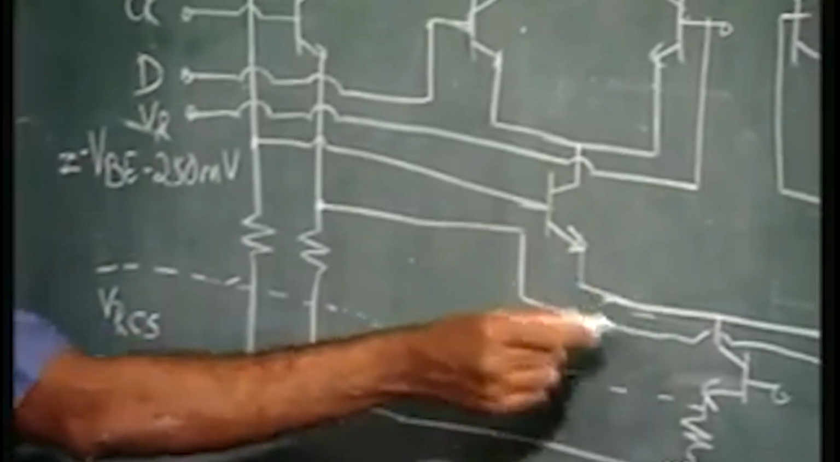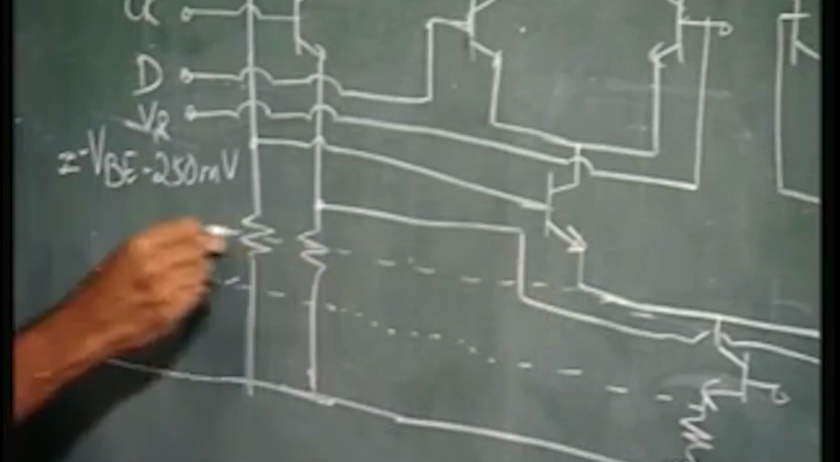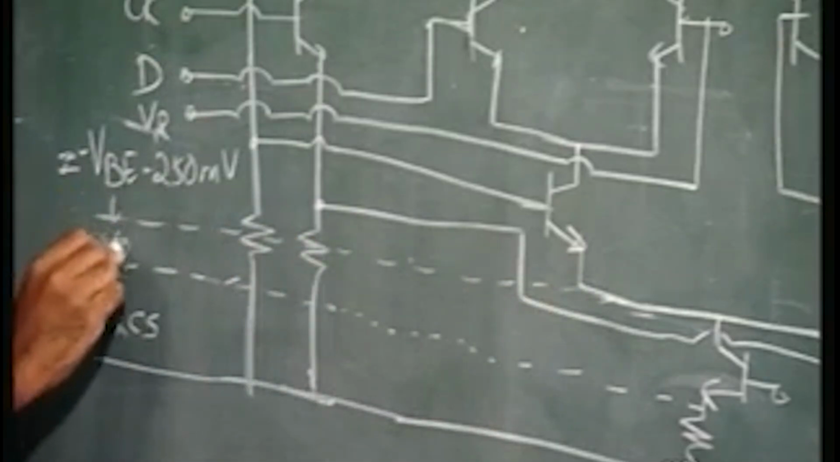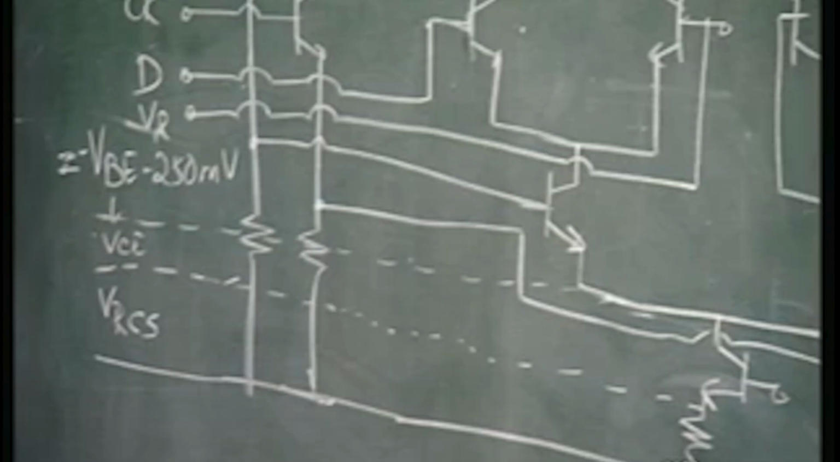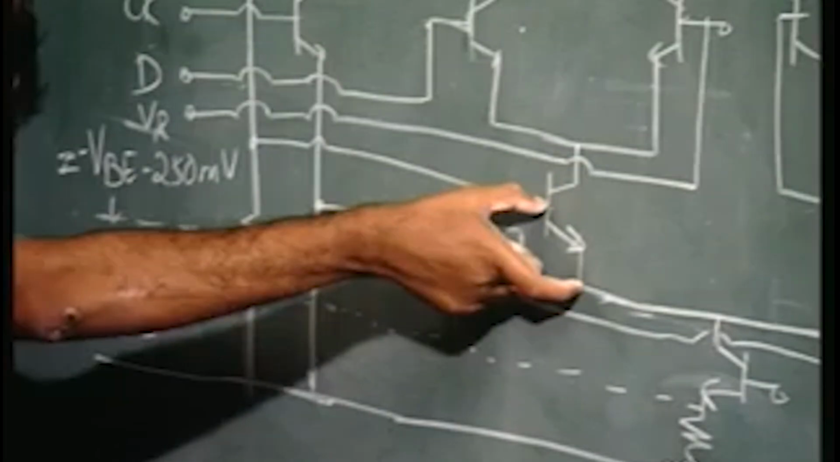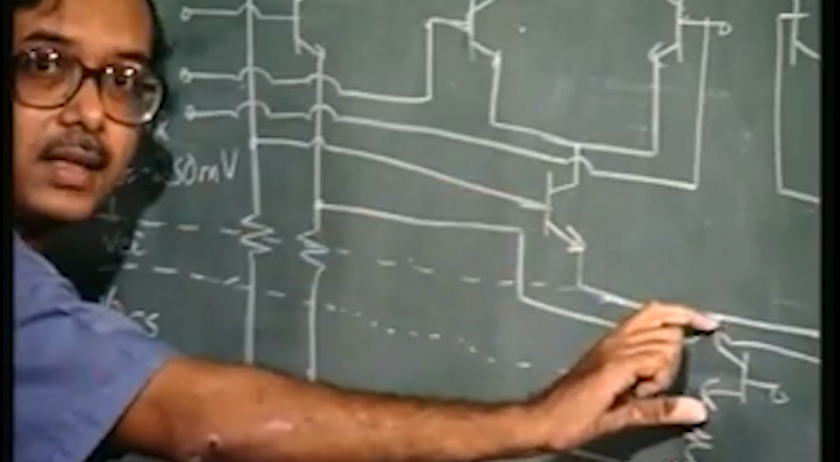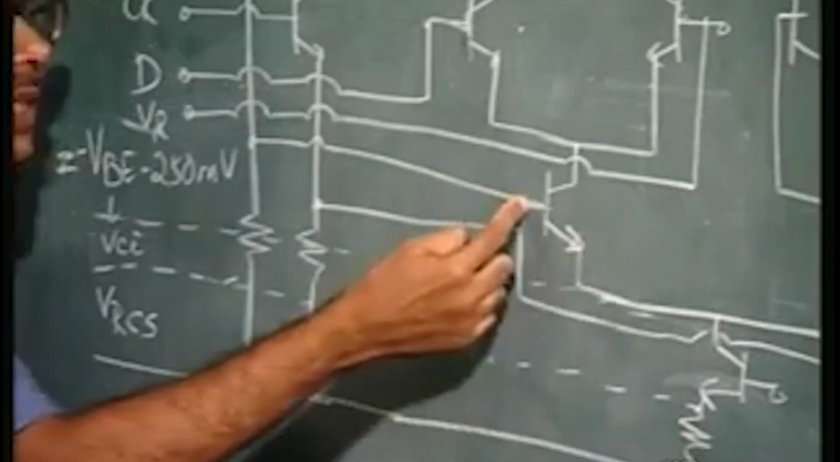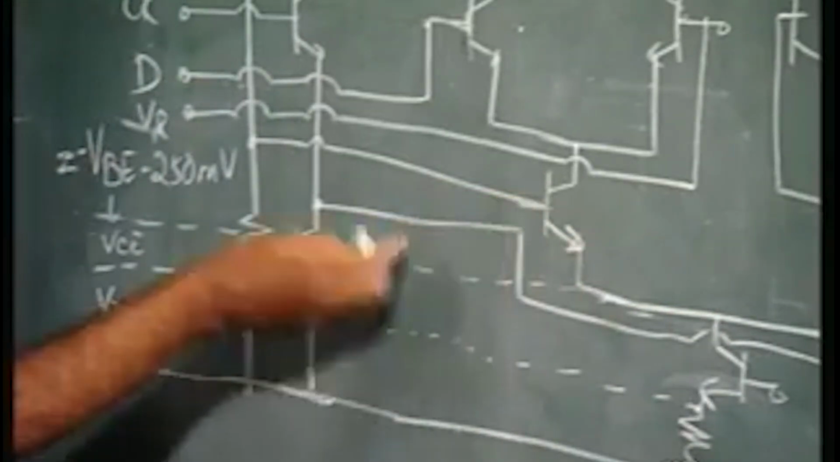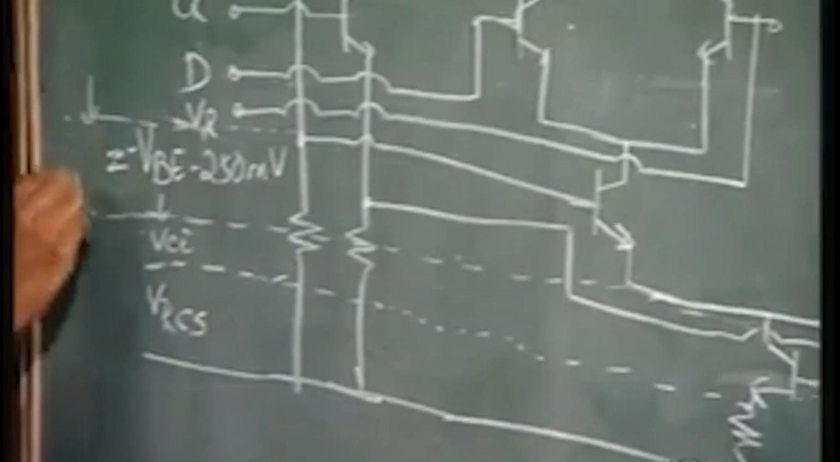Then you have the VCE of this transistor. All right. Then you have the VBE of this transistor. From here this is VRCS, then you have VCE. From here to here you have VBE, another VBE. I think another VBE will be there.